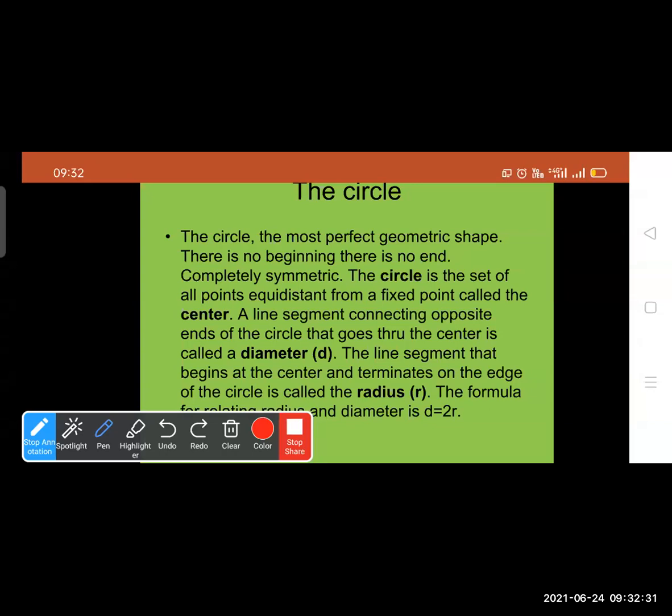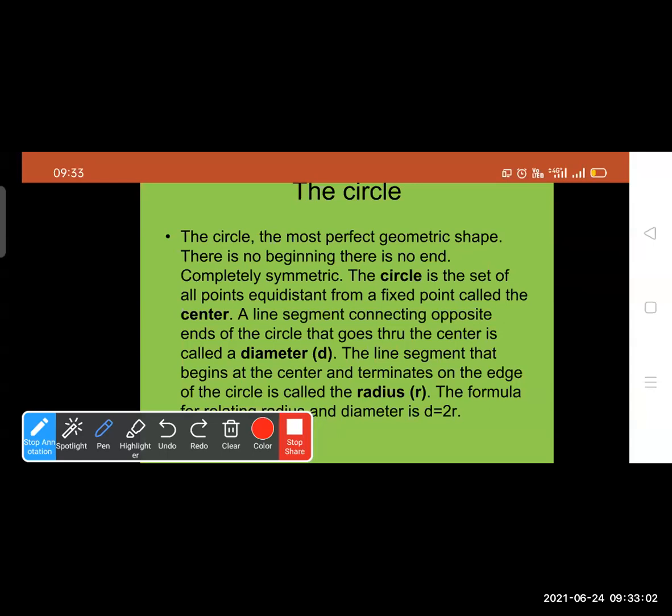That is the main difference between the chord and diameter. Diameter is passing through the center and chord is not passing through the center. So this one is the diameter and this one is the chord. And the distance from the center to the circumference is called the radius. The line segment that begins at the center and terminates on the edge of the circle, edge meaning the circumference, is called the radius.